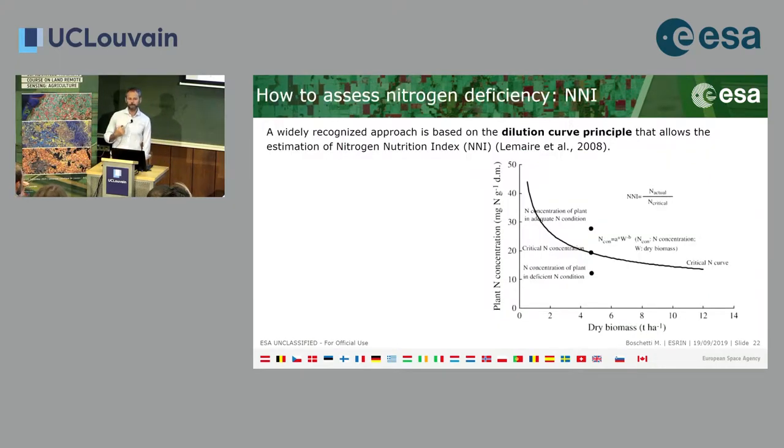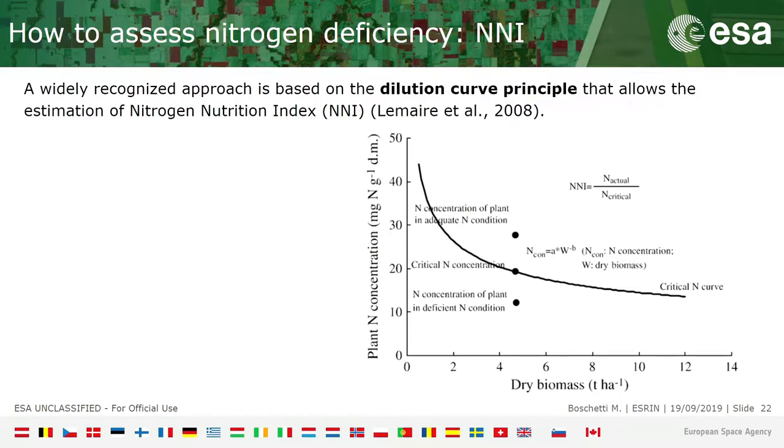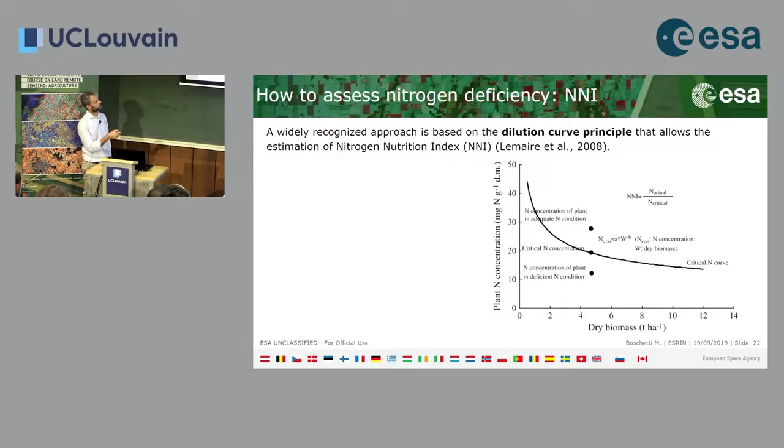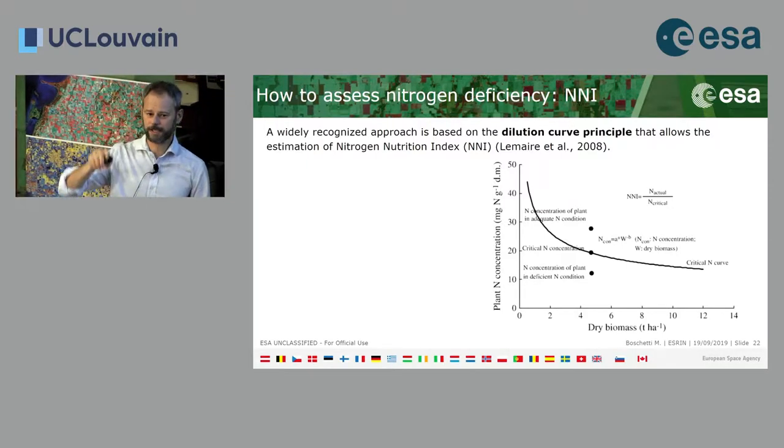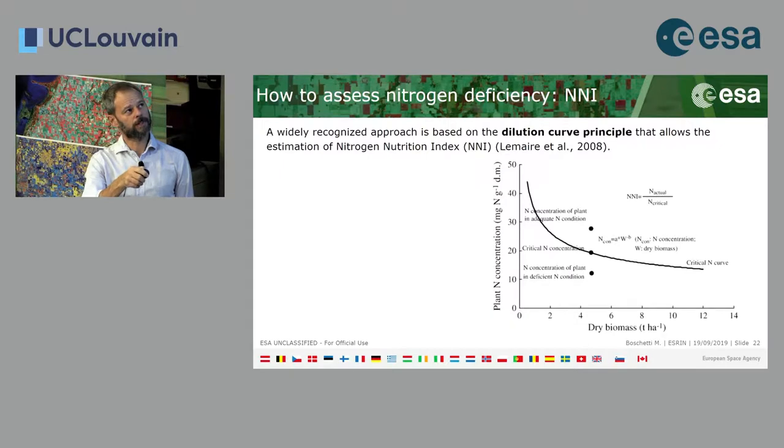One of the most common and important methods exploited in the agronomy sector and then in remote sensing is related to the dilution curve principle. The dilution curve principle is the following. Here we have the dry biomass of our plants, okay? Here the plant nitrogen concentration. Again, look at that. This is what I called before nitrogen mass. So milligrams of nitrogen per gram of dry matter.